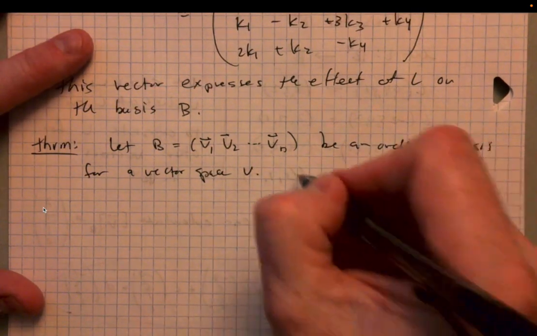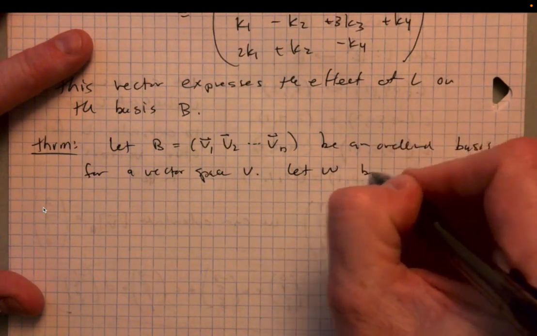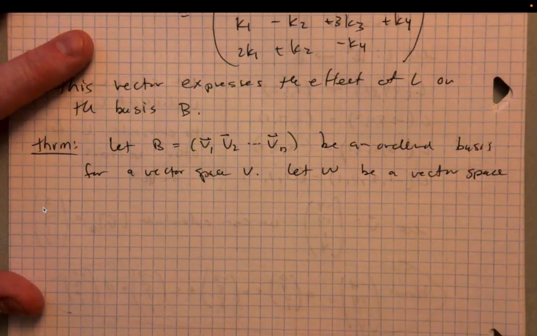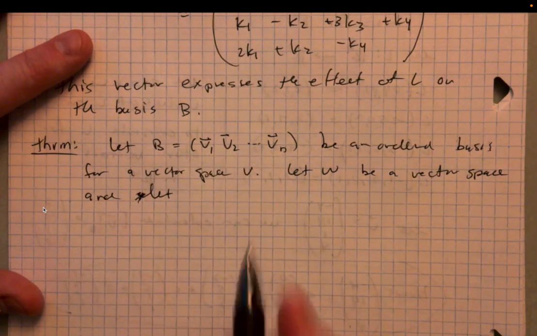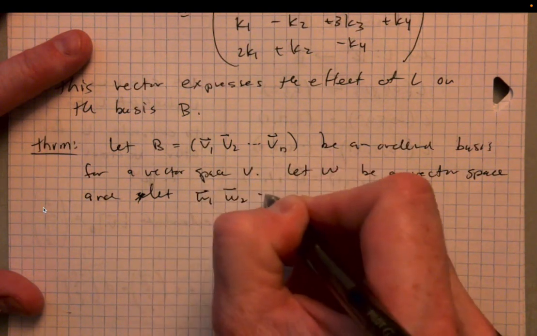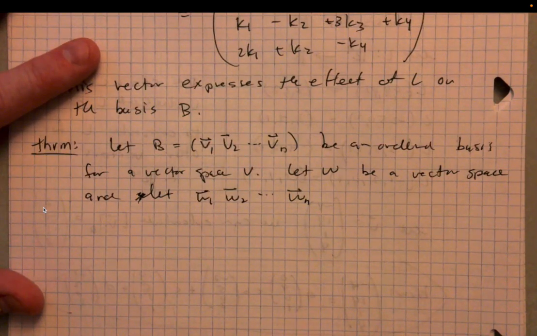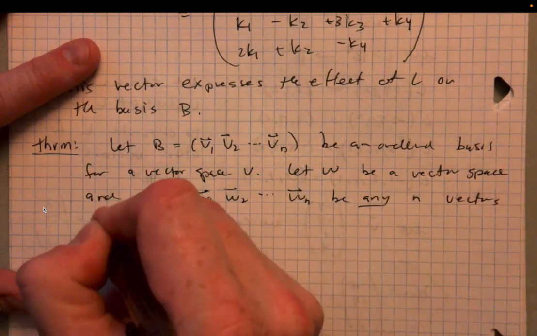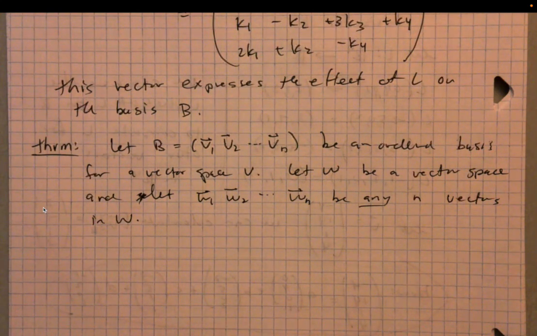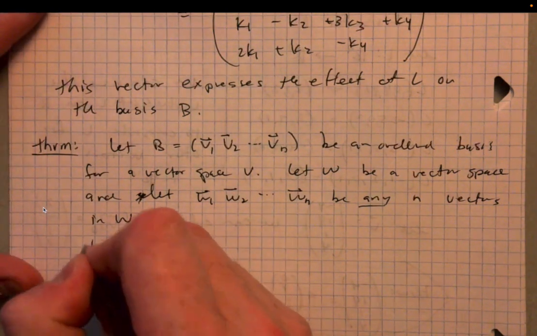Okay. We're going to let W be a vector space and let w1, w2, ..., wn be any n vectors in W. Okay, so that's the setup. I've got an ordered basis B for a vector space V. I've got W, a separate vector space, with any n vectors selected from W. Okay. Then here's the result.